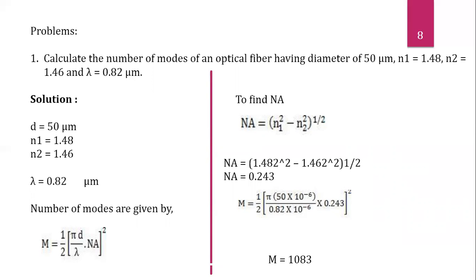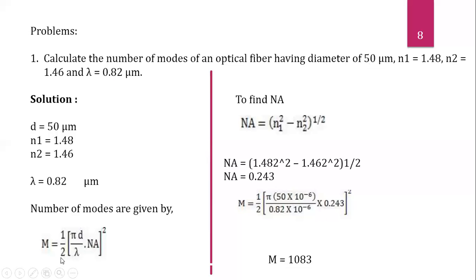So already we know the formula to find out the number of modes of an optical fiber, right? The formula is M is equal to 1 by 2 into pi d divided by lambda into NA square. Here d represents the diameter of the core and NA represents the numerical aperture. In the question, first we have to find out the given data. Here we have the diameter d equal to 50 micrometer, N1 equal to 1.48, N2 equal to 1.46 and lambda equal to 0.82.